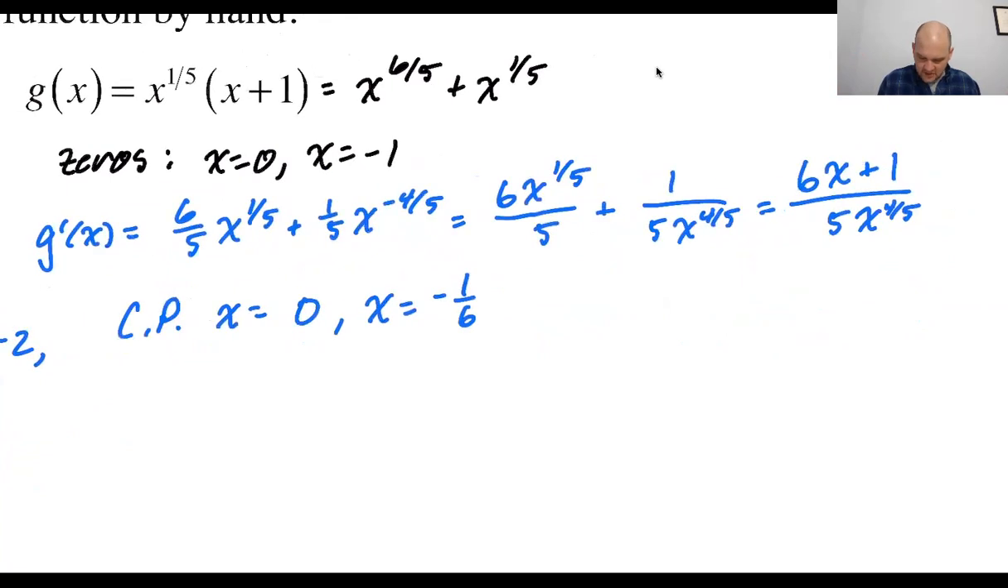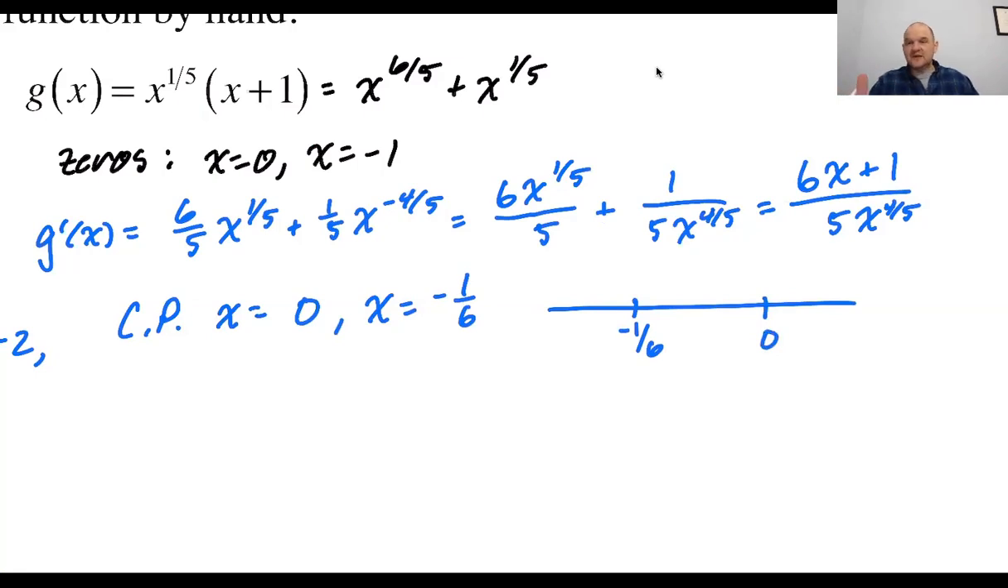All right, let's sign chart this and just see what's going on. So I'm going to put 0. Nope, got to put them in order. Worst mistake, to put them in the wrong order. I almost made it there. -1/6 and 0. All right, so -1 billion.